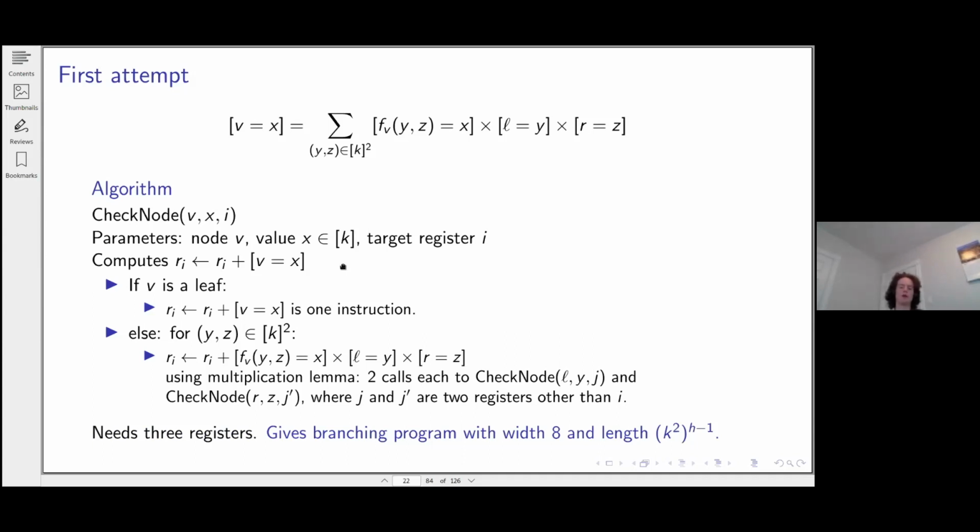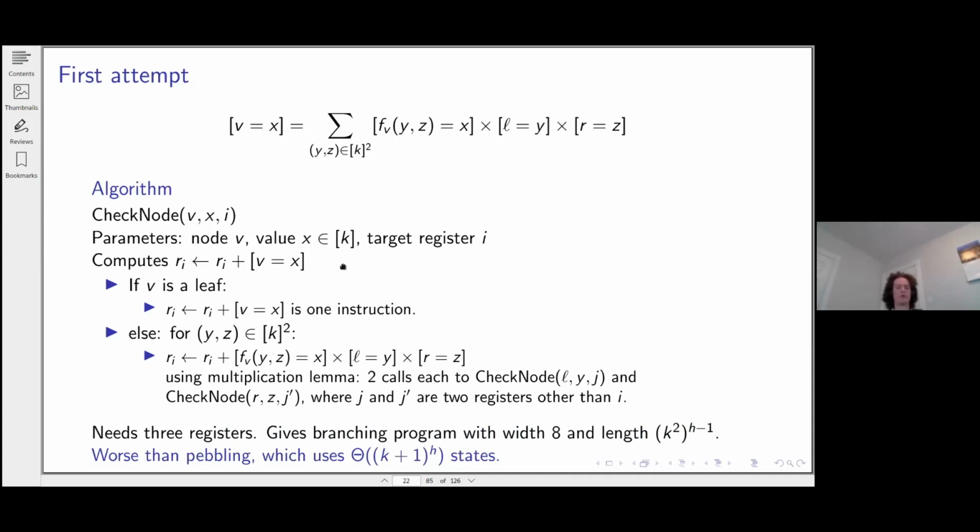So 4k squared times h minus 1 is actually pretty bad. If we look at the Pebbling algorithm, as a reminder, that algorithm just uses basically on the order of k to the h states. So somehow we've managed to do worse than Pebbling. Okay, so we're going to need some more tricks if we're going to make this algorithm useful.